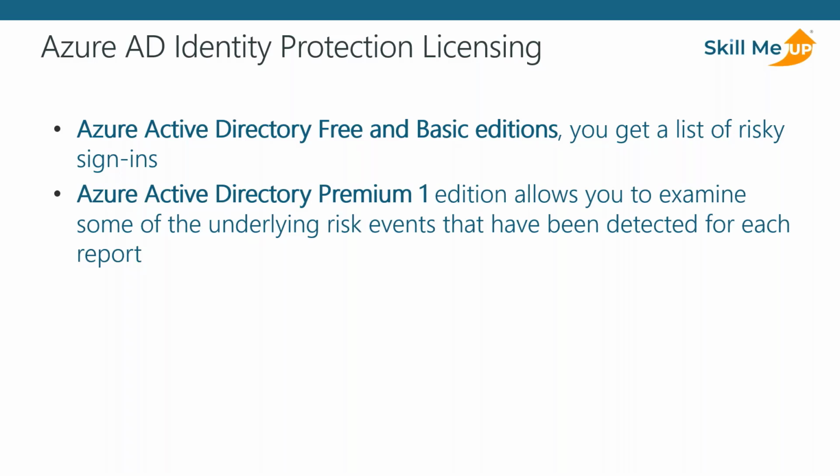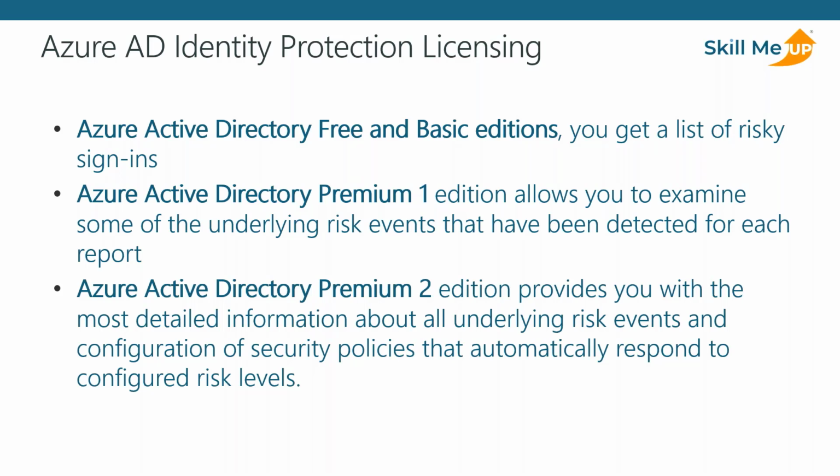If you then have Azure AD Premium 1, this allows you to examine some of the underlying risk events that have been detected. So you can drill further into those risky events that have taken place, and you get access to some of the reporting. If you then have Azure AD Premium 2, you get all of it, most of the detailed information about all of the risks, configuration of security policies that can automatically respond to those risk levels. And they're broken down into what's called risky user and risky sign-in.